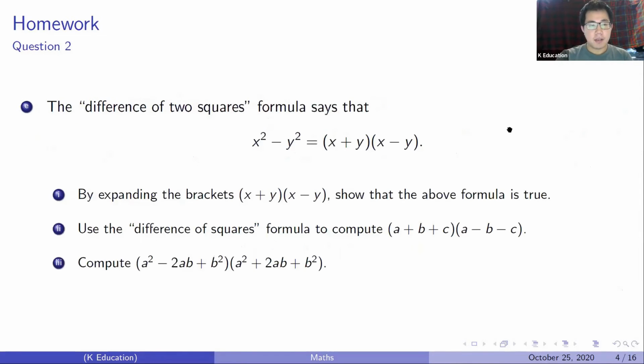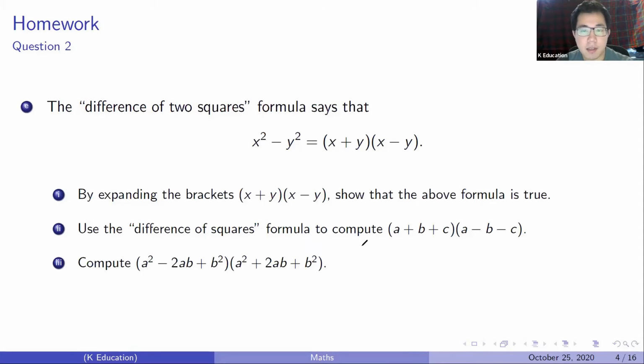Okay, this one is a bit longer and just more algebra practice. So the difference of two squares formula, we've seen this in class. Hopefully you understand why it's called the difference of two squares, right? It's x squared minus y squared. So it's the difference of two square numbers. Okay, so the first thing was just to multiply out the right-hand side.